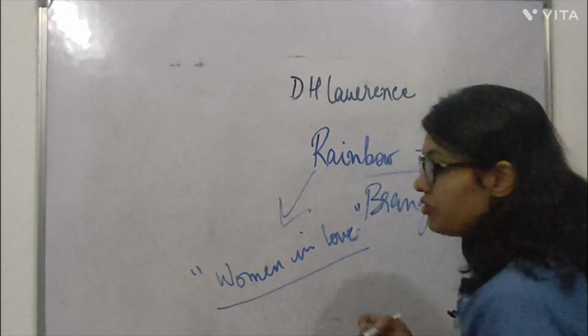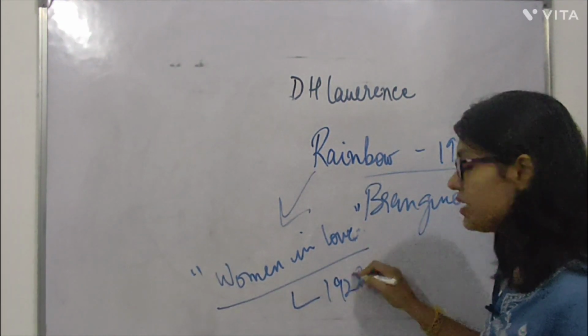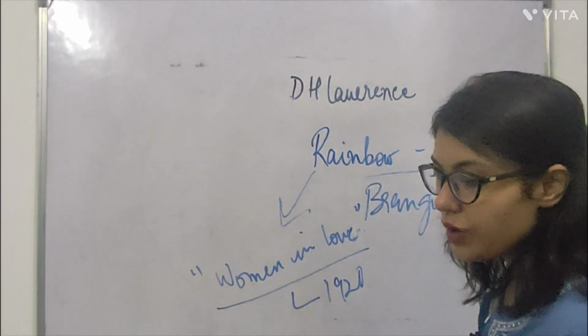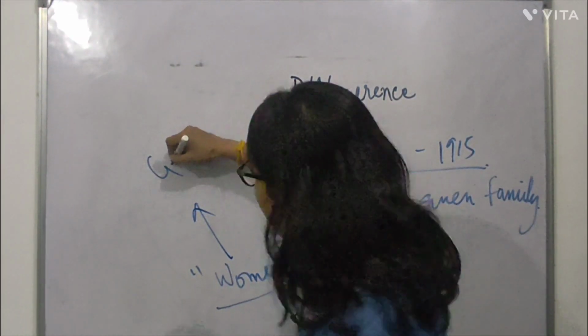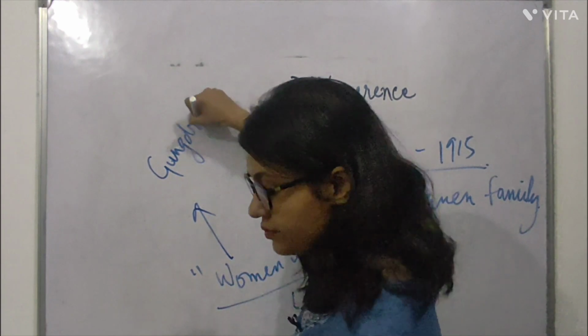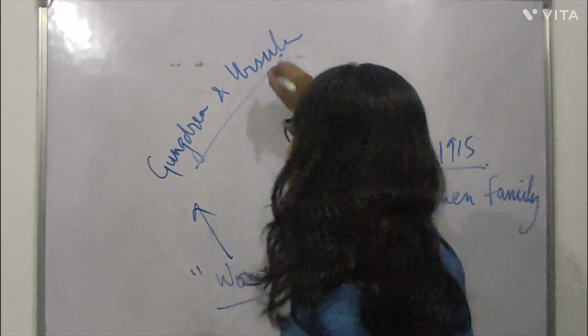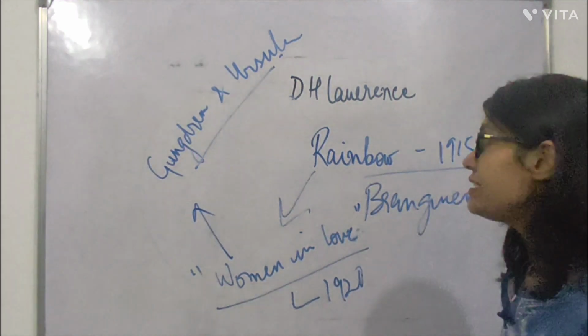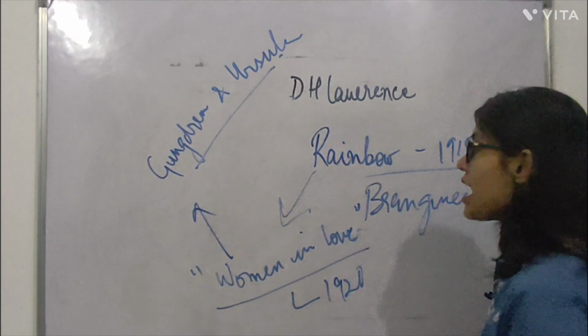This book is based on homosexual relationships. This came out in 1920. It is a sequel to Rainbow, and this is about the Brangwyn sisters called Gudrun and Ursula. These are two sisters, and the book is basically about homosexual relationships.